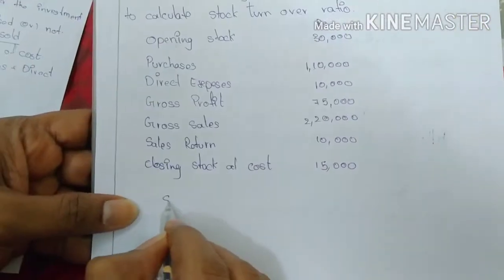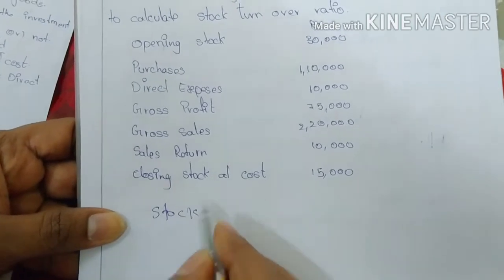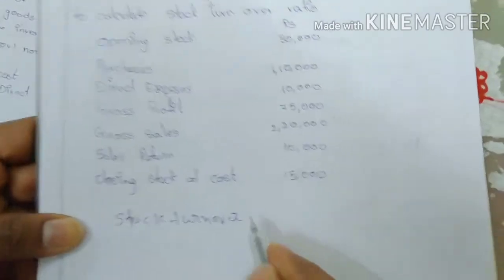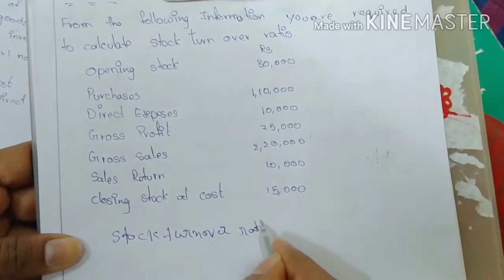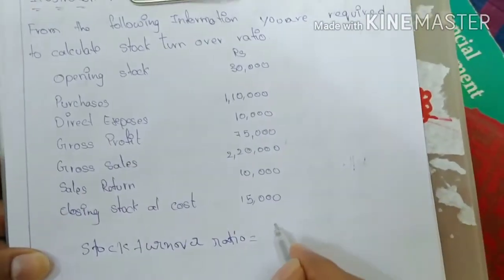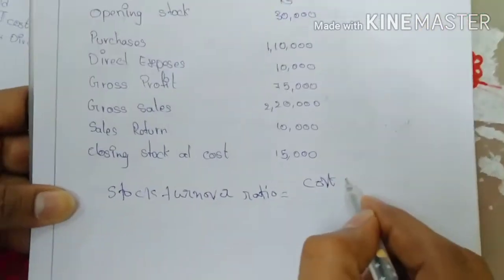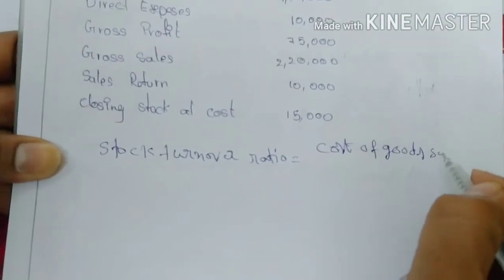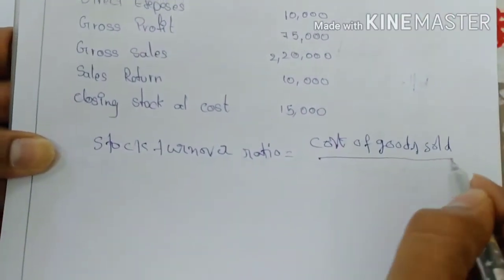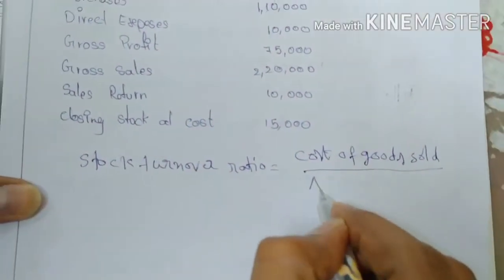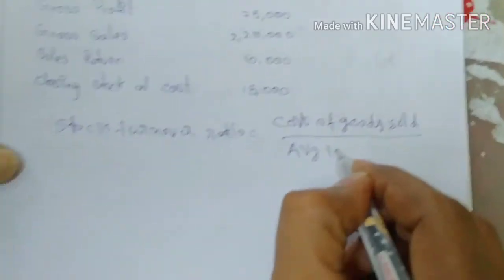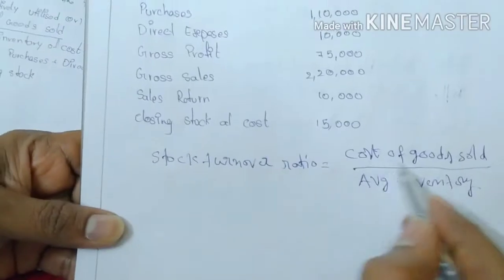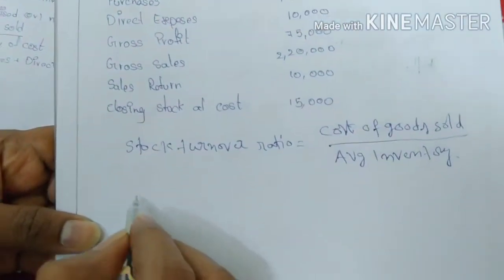So stock turnover ratio is equals to cost of goods sold by average inventory. So firstly we will see the cost of goods sold.